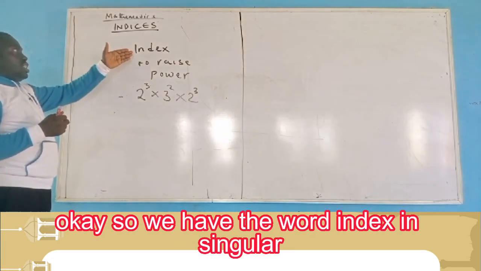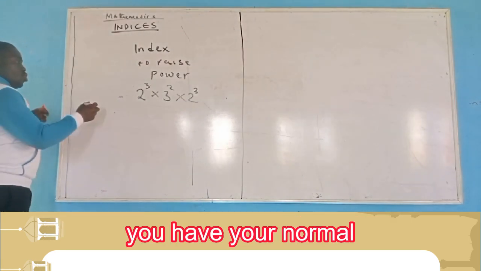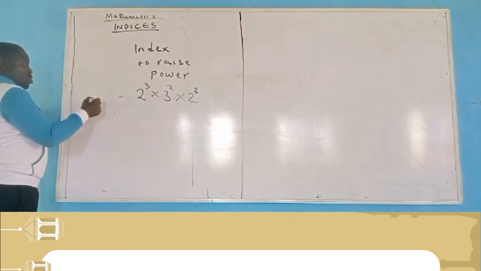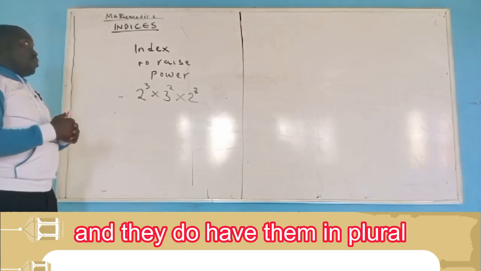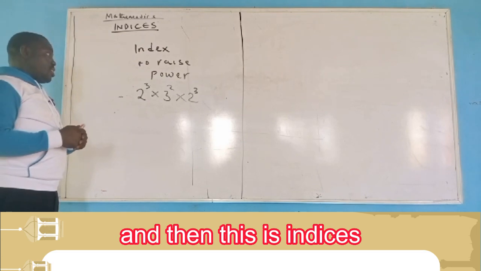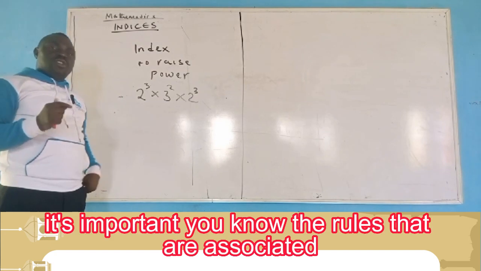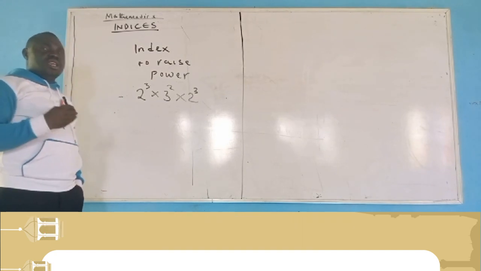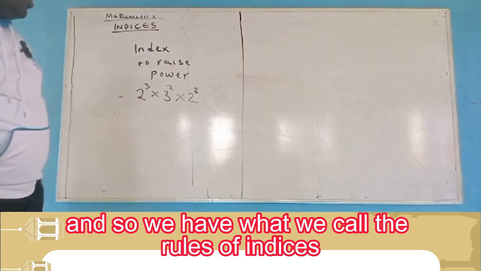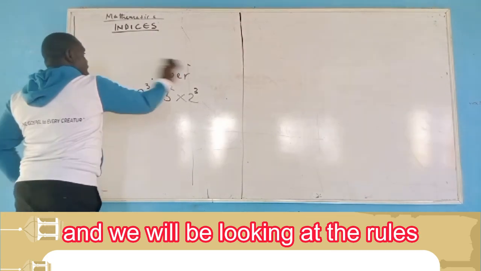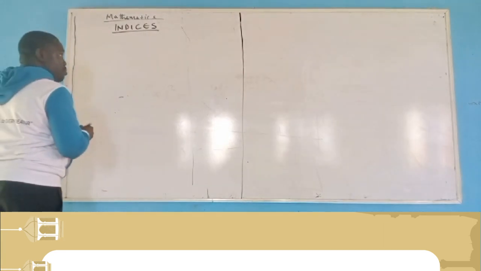So we have the word index in singular, and then we have the word indices. Just the way we have certain words that have singular and plural forms, this is the index, and this is indices. To navigate through this topic properly, it's important you know the rules associated with the topic. So we have what we call the rules of indices. We'll be looking at the rules, and then we go into some solving immediately.